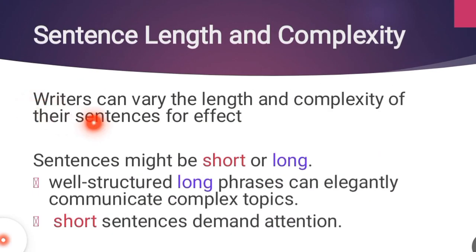Writers can vary the length and complexity of their sentences for effect. जैसे आप किसी वीडियो एडिटिंग या पिक्चर्स में इफेक्ट्स डालते हैं, ऐसे ही इंग्लिश लिटरेचर में इफेक्ट डालने के लिए आप लेंथ और कॉम्प्लेक्सिटी को वेरी कर सकते हैं. Sentences might be short or long. Well-structured long phrases can elegantly communicate complex topics, but short sentences demand attention.